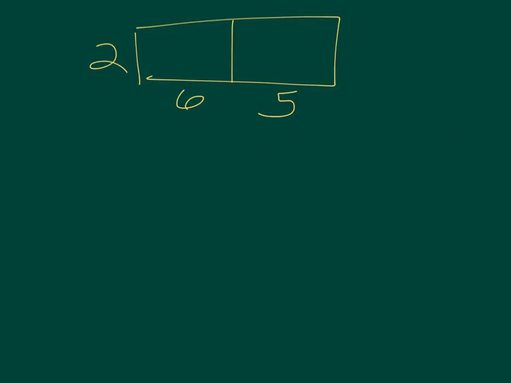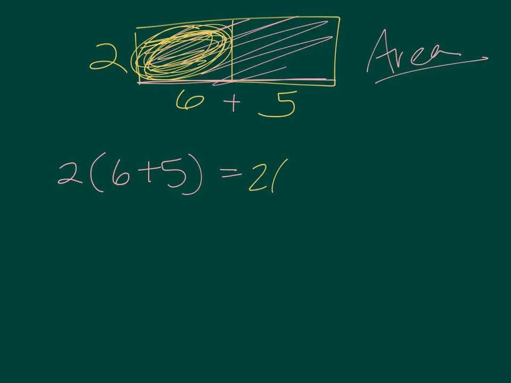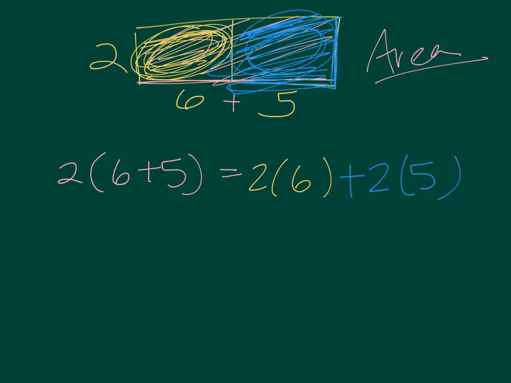Alright, here's another example. What I could do is, this length here is 6 plus 5, which is 11. So I can do this, 2 times 6 plus 5, to get the area of the entire thing. Because my goal is to find the area, okay? You always want to find the area. Or, I can do 2 separate transactions, okay? I can do 2 times 6, which finds the area right there in yellow. Then I can do 2 times 5, because that's length times width, right? The length is 2, and the width is 5, to find the area of there, and I add it together. I get the same answer.